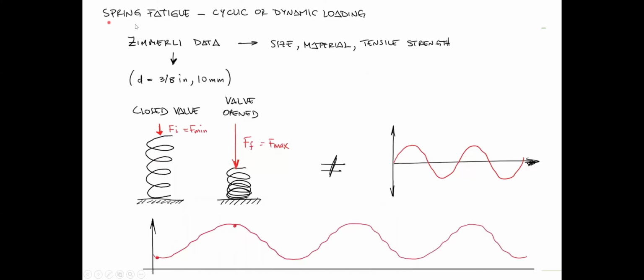So, spring fatigue, cyclic or dynamic loading. The engineer Zimmerli provided data. He worked on experiments based on a wire diameter of about 10 millimeters. And this data is dependent on the size, the material, and the SUT, the tensile stress.